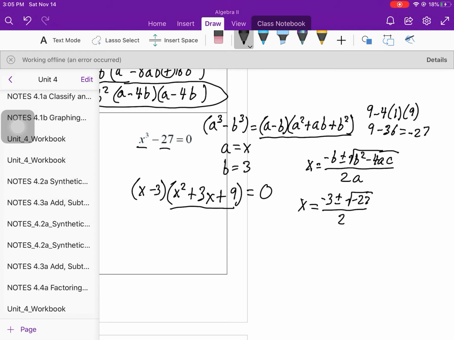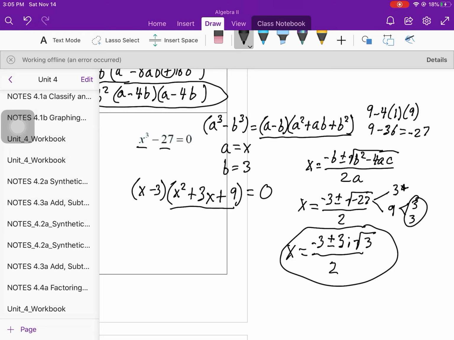Negative 27 should jump out at you. We can break that down into 9 and 3, and then 9 breaks down into 3 and 3, but it's also a negative number, so we have to pull out an i. We get x equals negative 3 plus or minus, we can also pull out a 3 since there's a pair of 3's, so 3i, and then what's left is this 3 right here inside, all over 2. Now this is 2 of our solutions. This is the solution to this part right here.